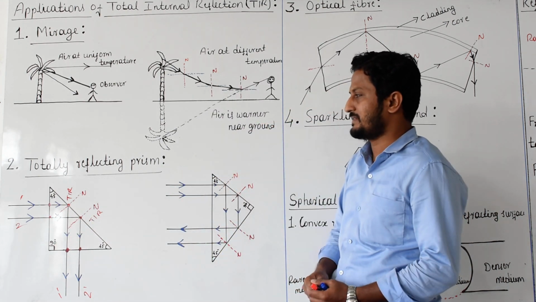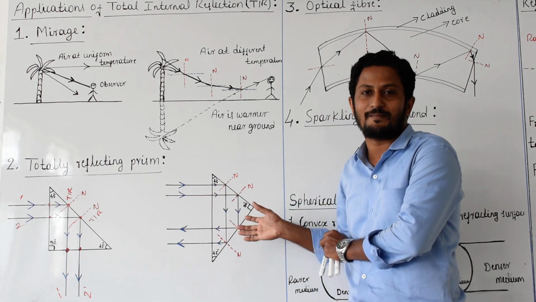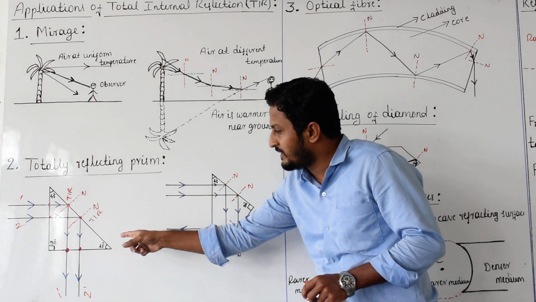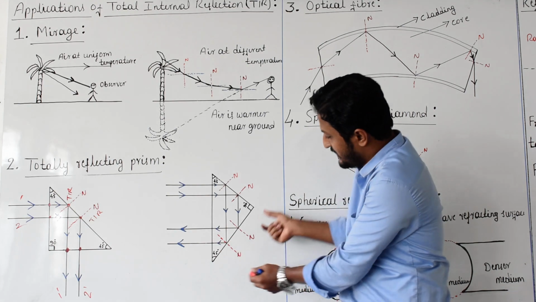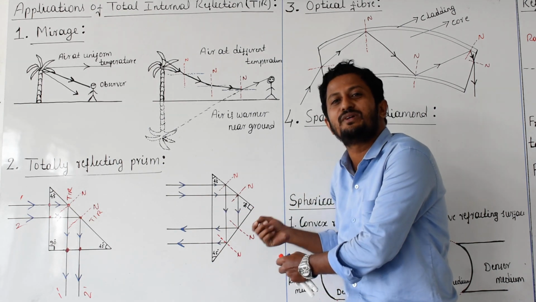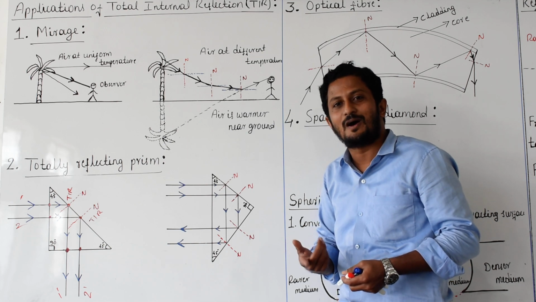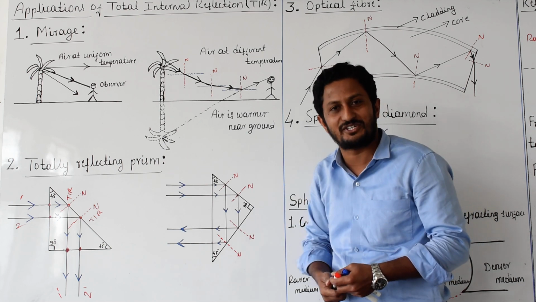Yes, same analysis. Now what happened here in this second diagram? What we did here, we placed that prism like this. Here we are placing it like this. The position we are going to change. By changing the position or orientation, we are going to get more deviation.